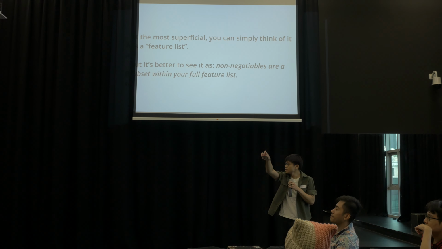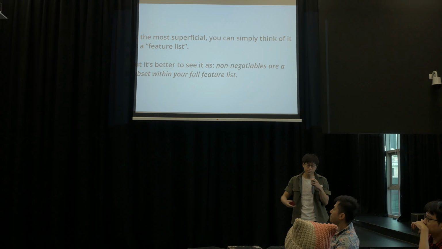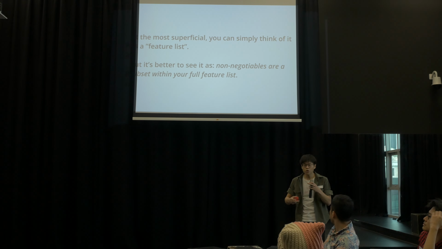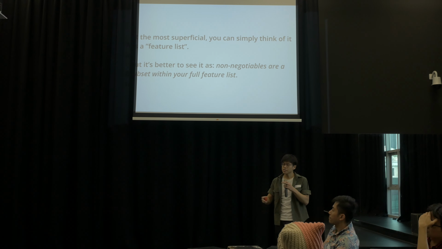Okay, yeah, so at its most superficial, a non-negotiable is just a feature list, right? Just a list of things that go into your game. Sure. But I think it's better to see it as a subset of feature lists, in the sense that, logically speaking, all your non-negotiables should be features in your final product. But vice versa is not true, right?